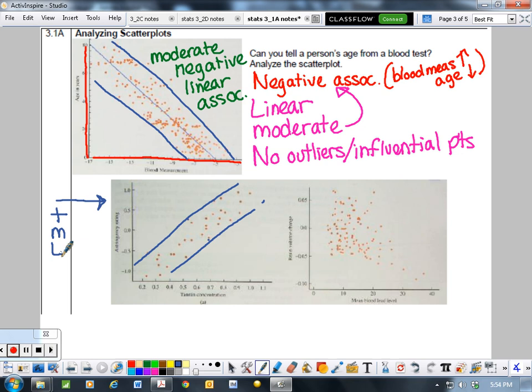So this is a moderate, positive, linear association.